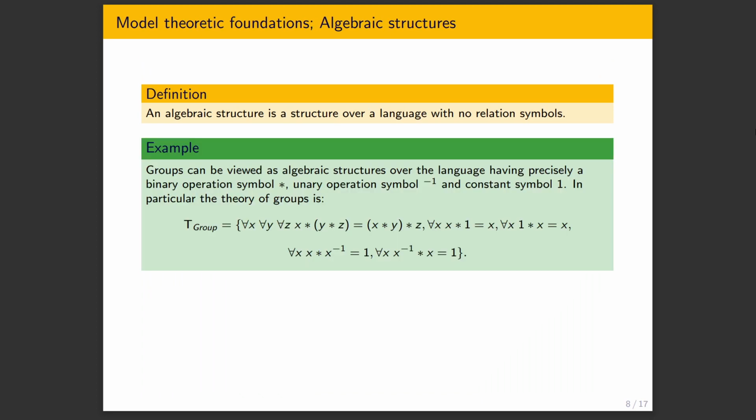So maybe we can take an example of, say, groups. We can take the language which contains a binary operation symbol star, a unary operation symbol inversion, and a constant symbol 1. And then we can say that the theory of groups is the following, which states associativity of this binary operation symbol star, that 1 is a neutral element, and that inversion satisfies the obvious properties. And we get the theory of groups, and now models of this theory are going to be groups, basically.